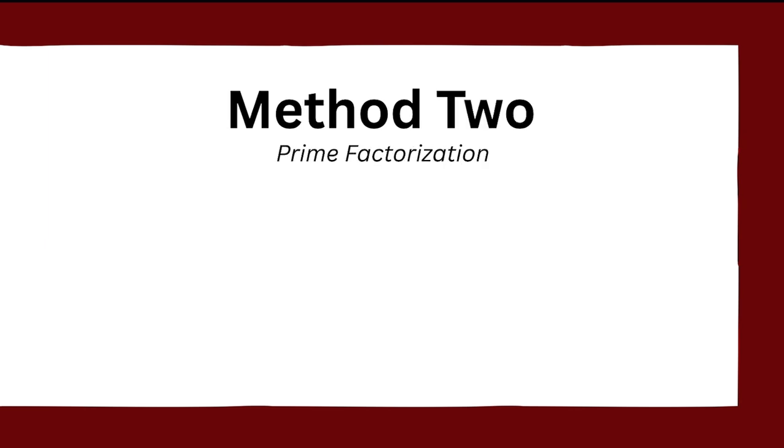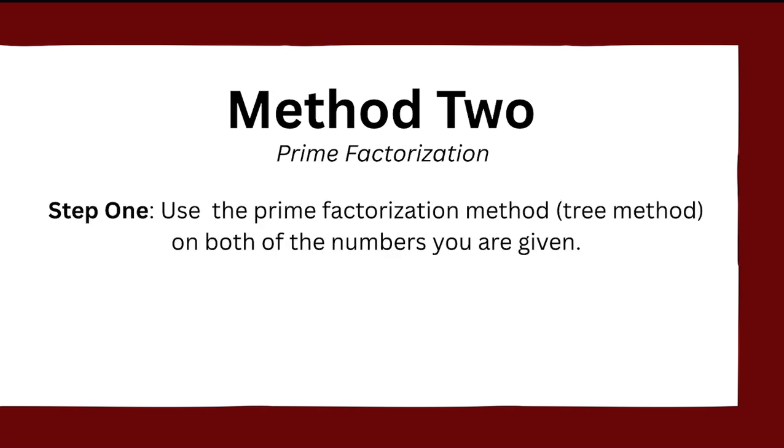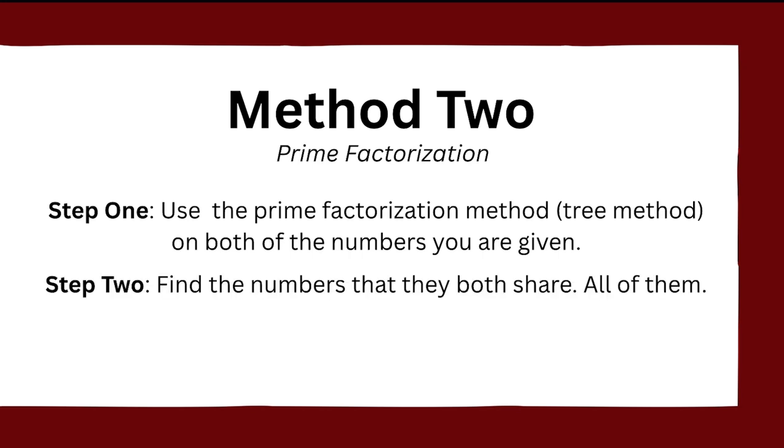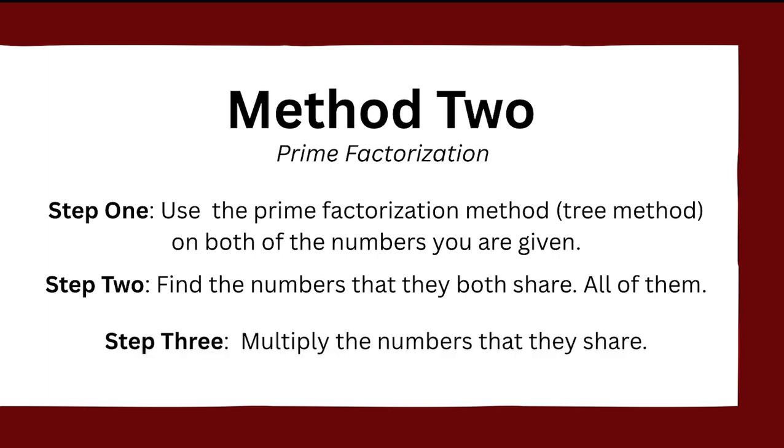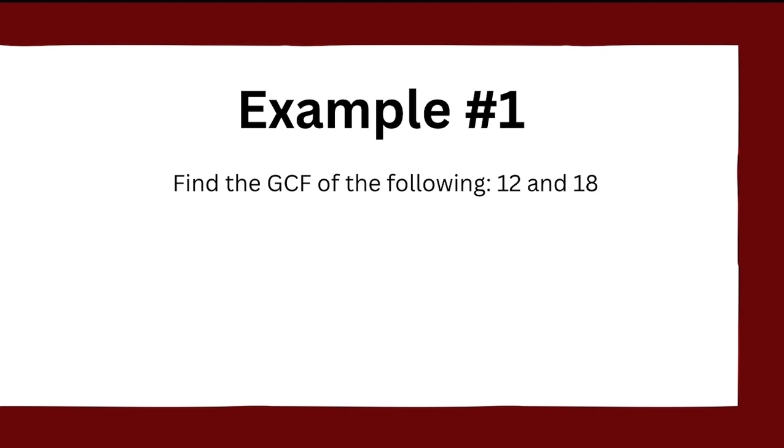So going on to our second method, it is prime factorization. The very first thing you want to do for prime factorization is use the tree method on both of the numbers you are given. I do notice that this takes up more space on my paper, but if you grab a blank sheet of paper, write down the two numbers, and really break them down further into prime factors, you should be a-okay. That goes on to the second step, which is finding the numbers that they both share. And then once you do that, you're going to multiply the numbers that they share. And that is how you solve for that one.